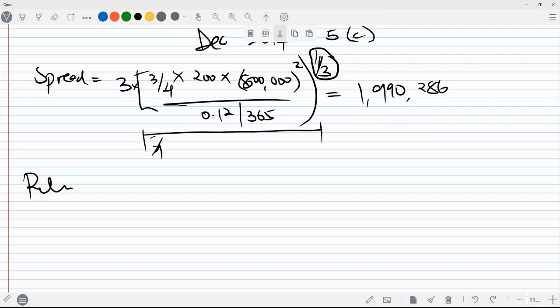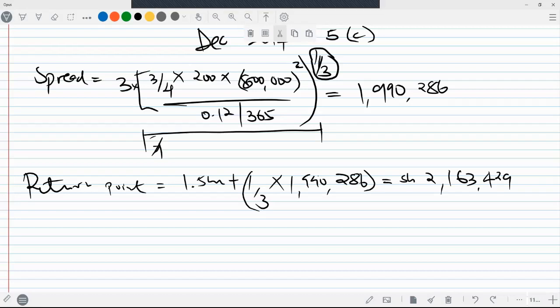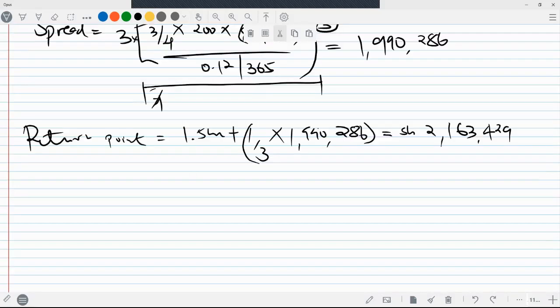Okay, the return point, we said, is given as the lower limit, which is equal to 1.5 million plus a third of the spread, 1,990,286. We get how much? 2,163,428.7, so 429. Because the return point, that's where the company aims its cash to be at, is equal to 2,003,429.